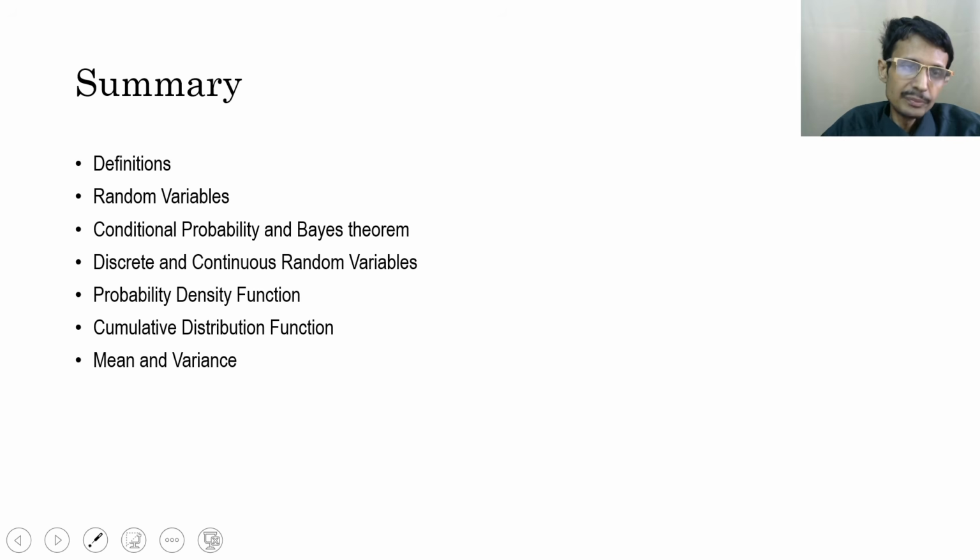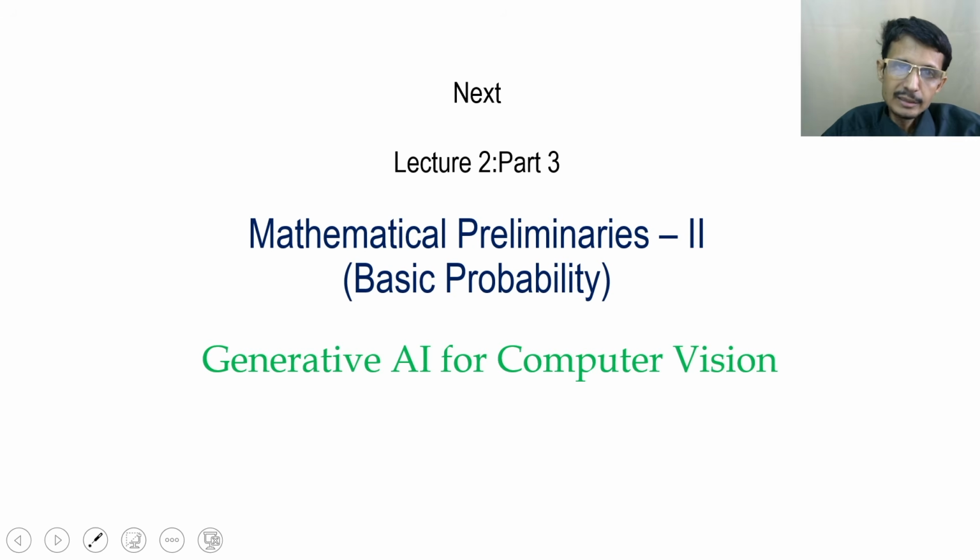So in this lecture, what we have covered: first the definitions of some important probability terms, then we discussed what we mean by random variables, conditional probability and Bayes theorem, and discrete and continuous random variables. Then we defined the probability density function and cumulative distribution function, and we concluded by discussing mean and variance. In the next class, we'll continue this lecture on basic probability.